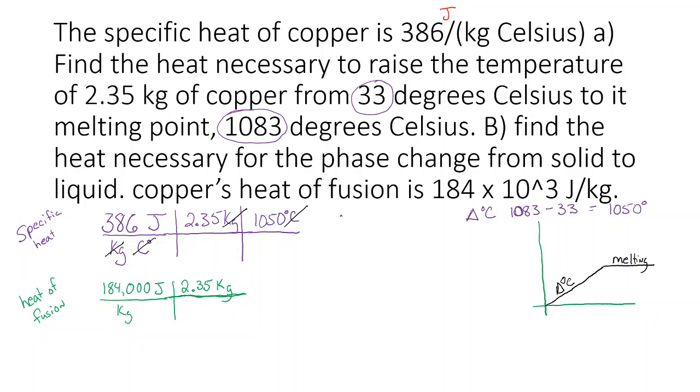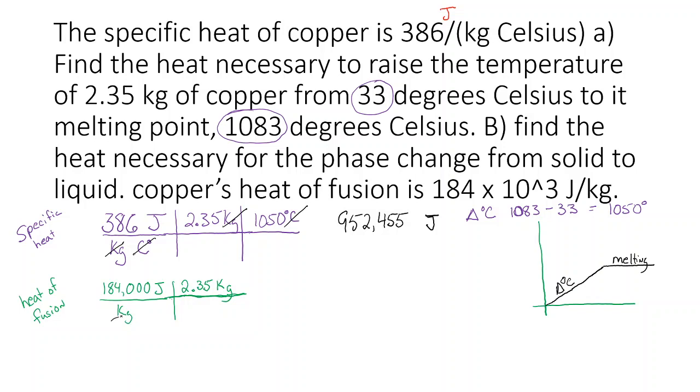And so the total number of joules is 952,455. Now just imagine if we turn that into calories and how many Snickers bars that would take in order to be able to change the temperature of this copper.